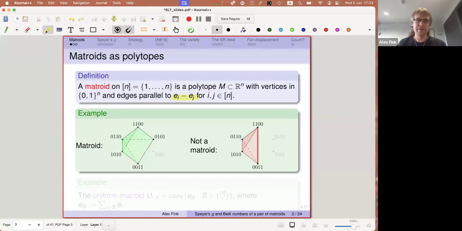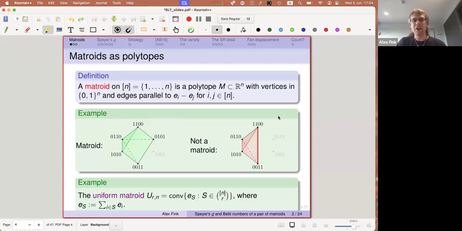So here I have, for n equals 4, actually all of these polytopes always lie in a hyperplane, because all the possible edge directions lie in a hyperplane. So I've drawn 2 of these polytopes for n equals 4 in R^3, and you can see that the one on the right has this edge where 2 coordinates go from 1 to 0 and 2 coordinates go from 0 to 1. That's not parallel to one of these directions. That's not a matroid. The polytope on the left has no such bad edge, so it is a matroid.